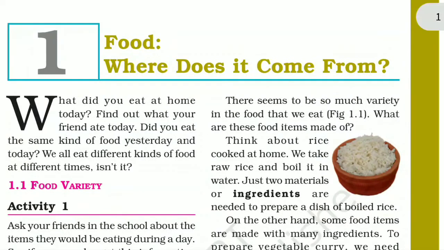So today I'll teach you the first chapter of science, Food: Where Does It Come From? It starts with some questions. What did you eat today at home? Find out what your friend ate today. Did you eat the same kind of food yesterday and today? We all eat different kinds of food at different times, isn't it? So you have to just comment below the answers to these.